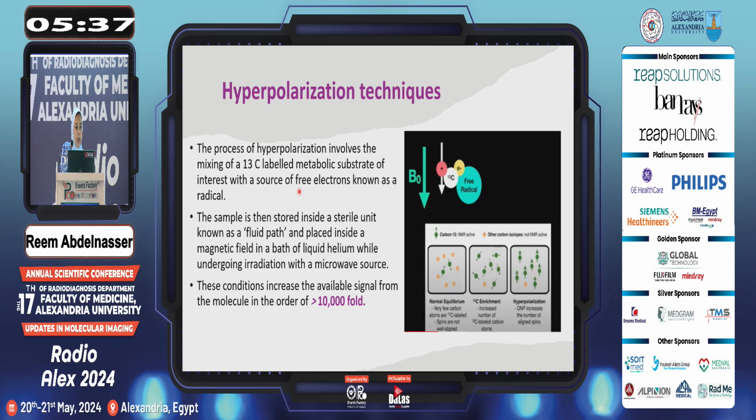The process of hyperpolarization involves mixing the carbon-13 labeled metabolite substrate of interest with a source of free electrons, which is known as a free radical. The sample is then stored inside a sterile unit known as a fluid path and placed inside a magnetic field in a bath of liquid helium while undergoing irradiation with a microwave source. These conditions will increase the available signal from the molecule in the order of 10,000 fold.